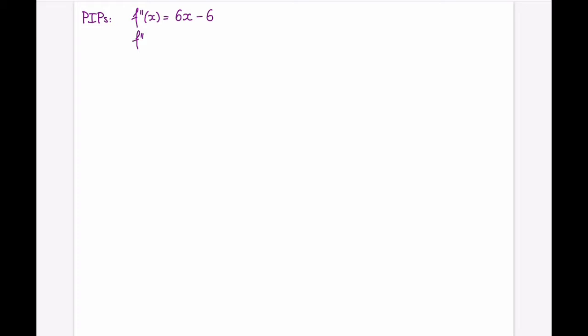So for the potential inflection points, I am looking at the second derivative being 0 and the second derivative not existing. So where is it 0? 6x minus 6 is 0. This will give me x is equal to 1. And the second derivative not existing, well, this is still a polynomial, so this still produces no solutions. Okay, so I only have myself one potential inflection point.